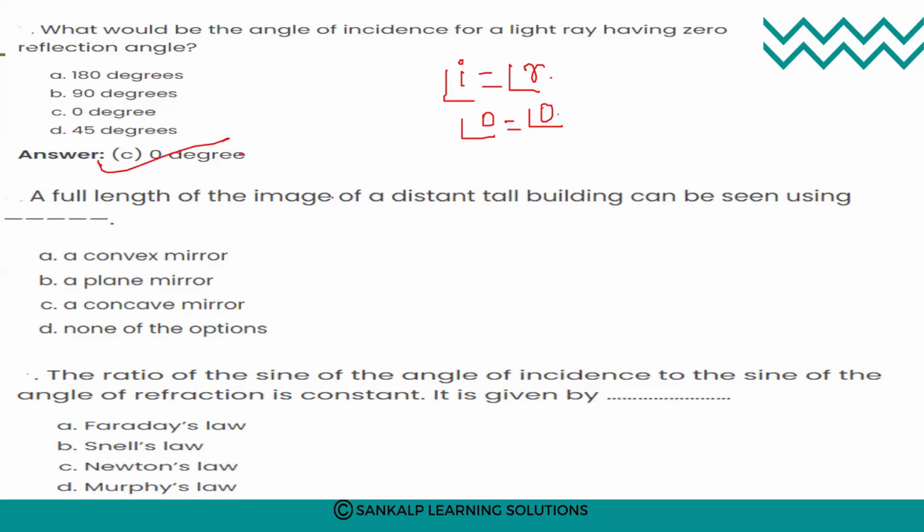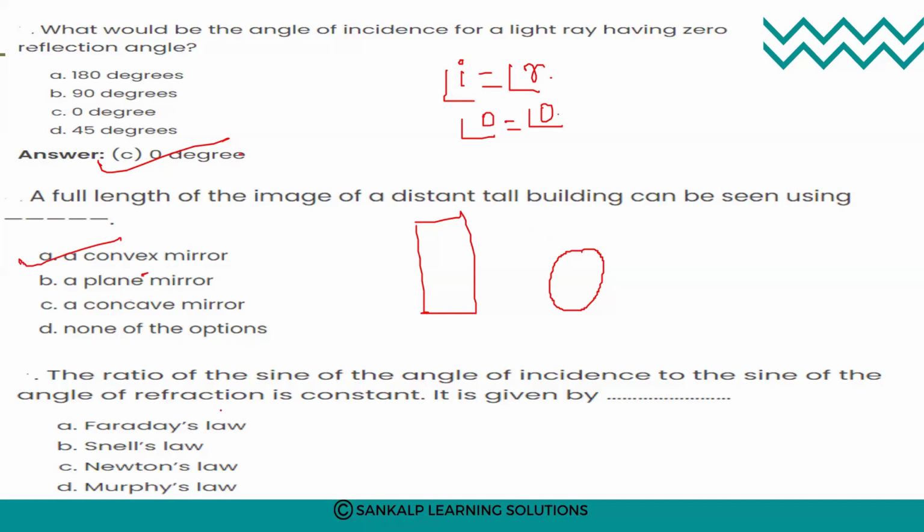Full length of the image of a distant tall building can be seen using a convex mirror, a plane mirror, a concave mirror, or none of the options. So there is a full tall building, and we can see that tall building in a small mirror. Which mirror are you using, whether it is a convex mirror, plane mirror, concave mirror, or none of the above? Here you are using a convex mirror, right?